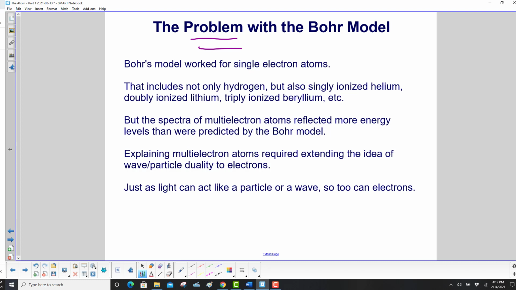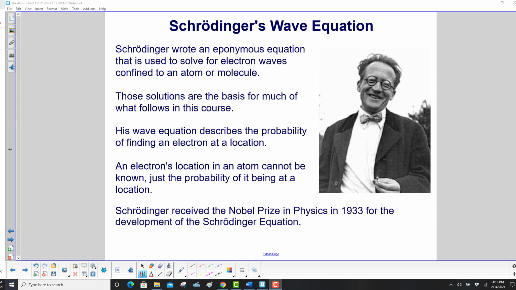Explaining multi-electron atoms required extending the idea of wave-particle duality to electrons. So just as light can act like a particle or wave, so too can electrons. Schrödinger's wave equation. Schrödinger wrote an eponymous equation that is used to solve for electron waves confined to an atom or molecule. These solutions are the basis for much of what follows in this course.